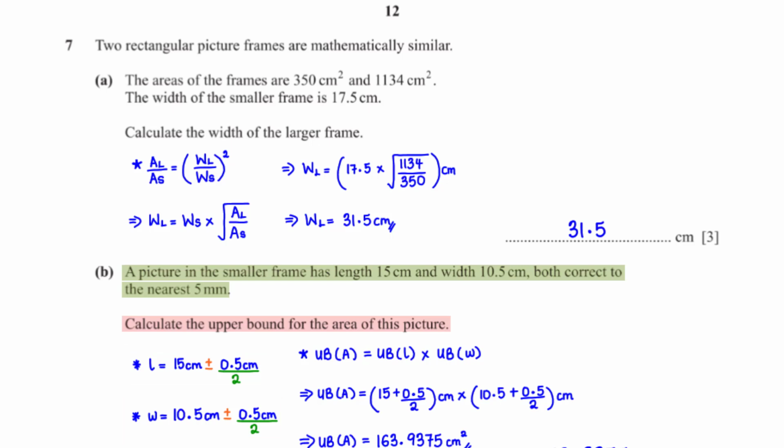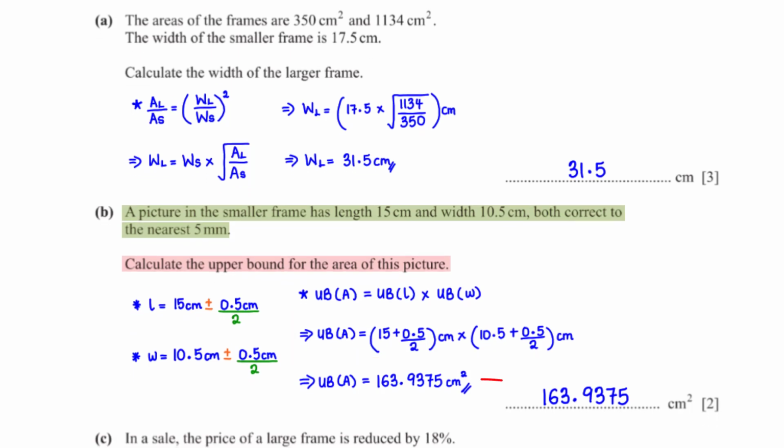We are interested in finding the upper bound of the area, and that will be equal to the upper bound of the length times the upper bound of the width. The upper bound of the length will be 15 plus 0.5 over 2 centimeters, and the upper bound of the width will be 10.5 plus 0.5 over 2 centimeters. When we type this into the calculator, we get 163.9375 centimeters squared.